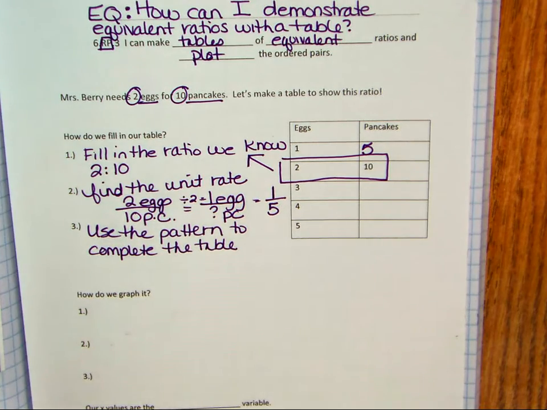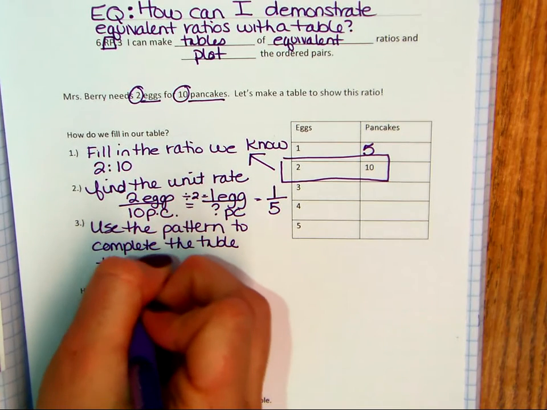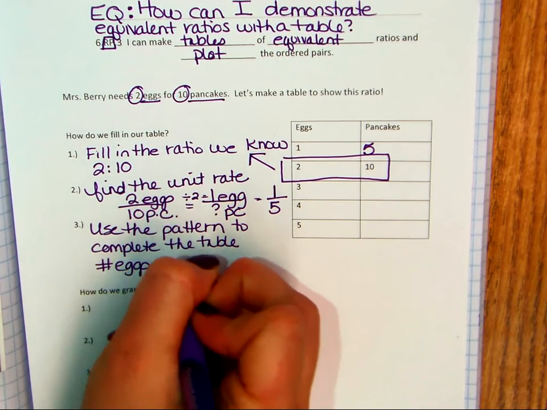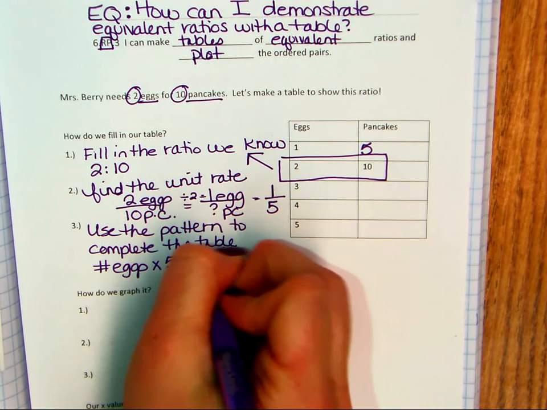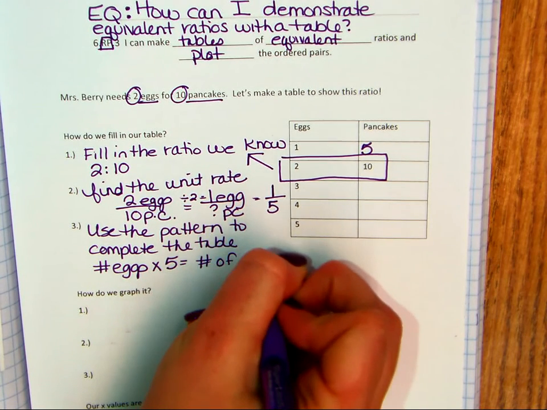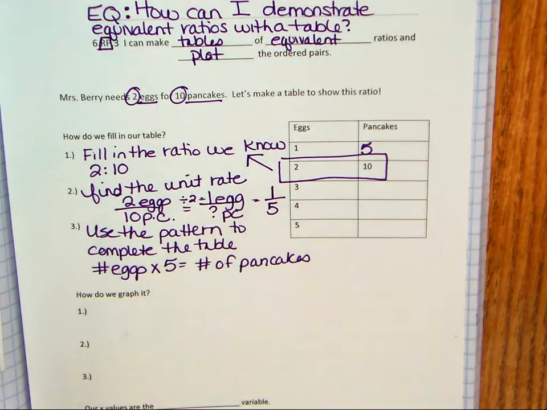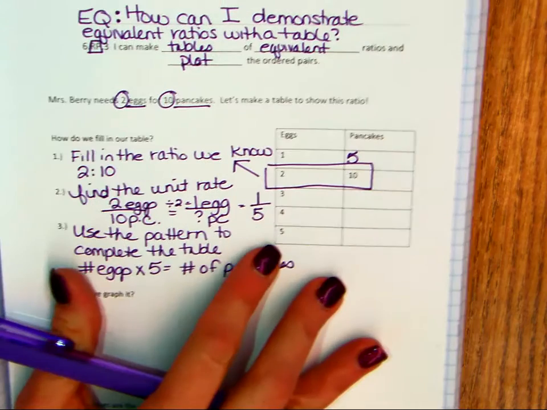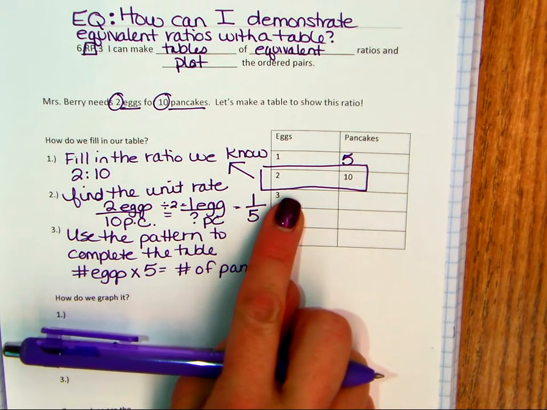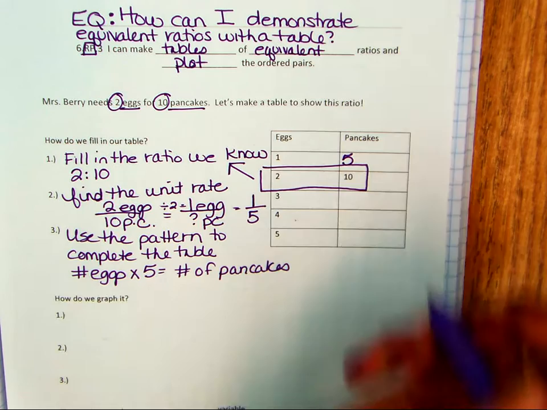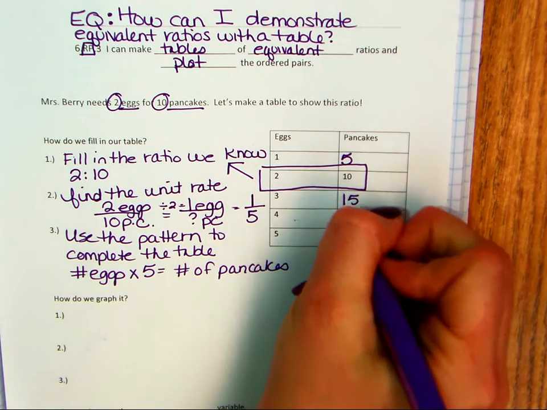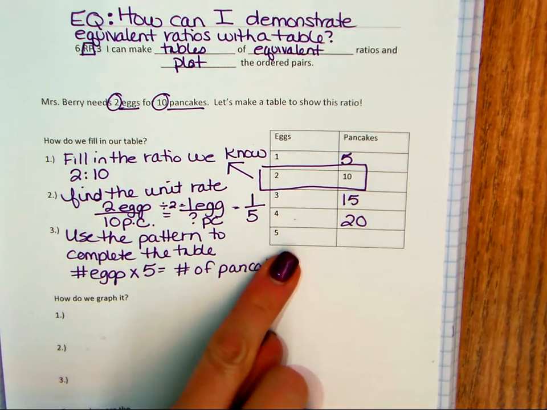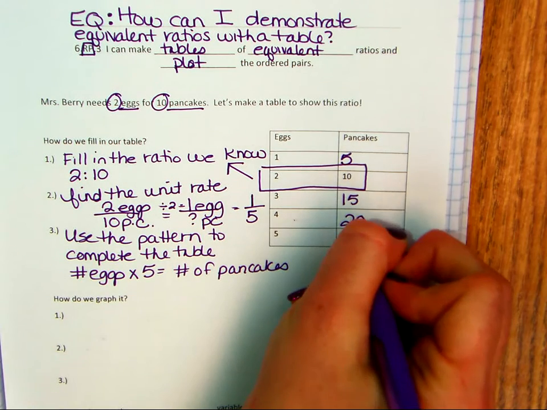And the pattern is the number of eggs times 5 equals the number of pancakes. Alright, so let's fill this table in together, guys. 3 times 5 is 15. 4 times 5? 20. 5 times 5? 25.